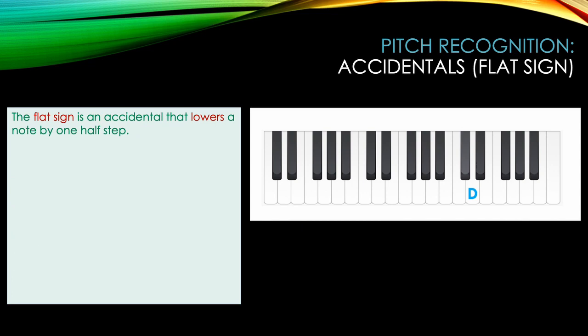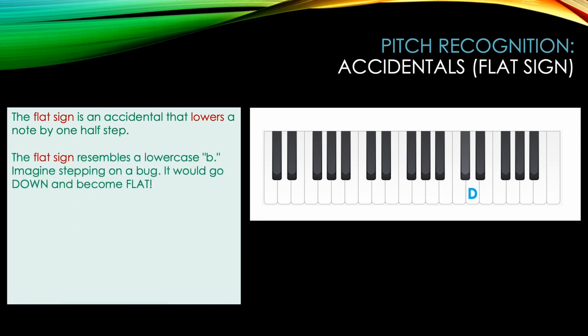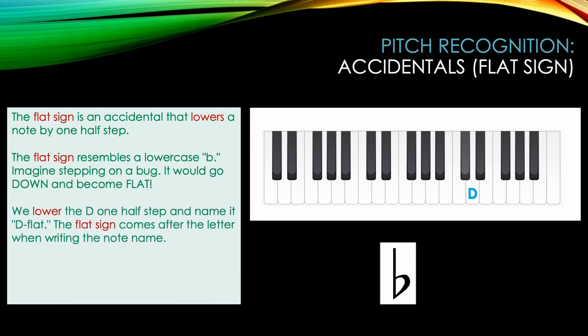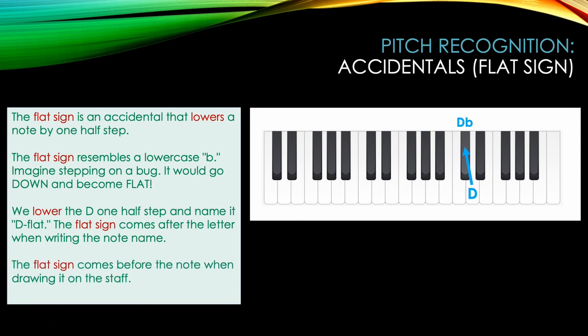The flat sign is an accidental that lowers a note by one half step. The flat sign resembles a lowercase b. Imagine stepping on a bug. The bug would go down and become flat. We lower the D one half step and name it D flat. The flat sign comes after the letter when writing the note name. The flat sign comes before the note when drawing it on the staff.